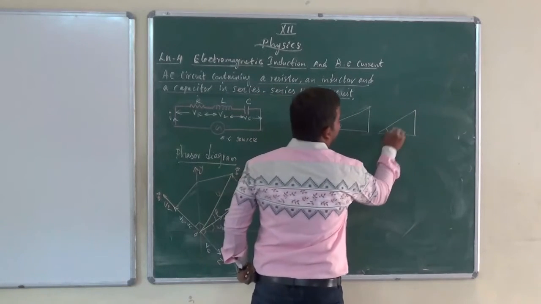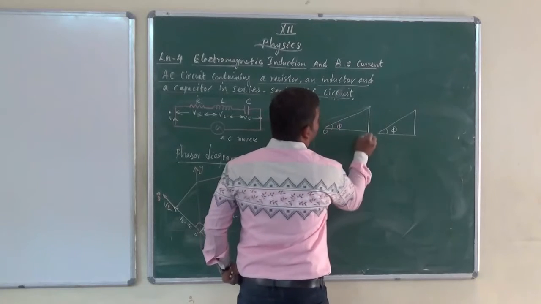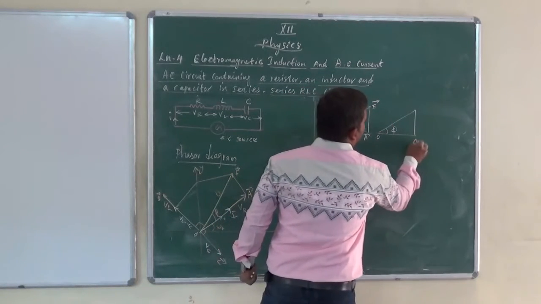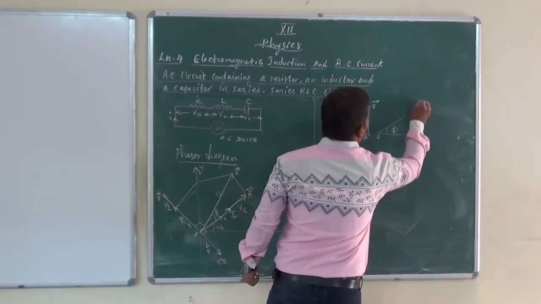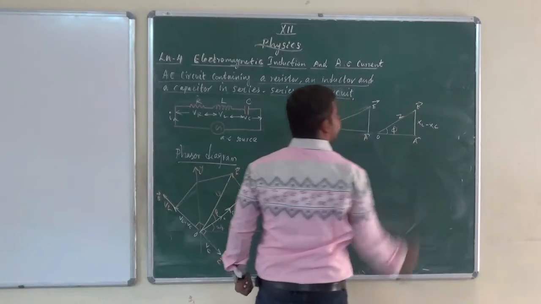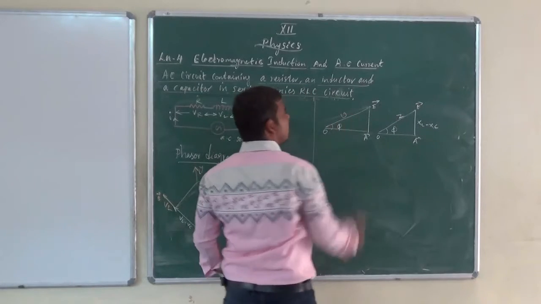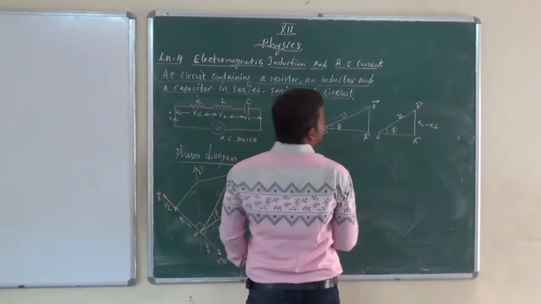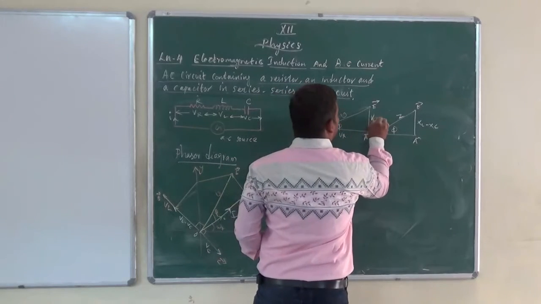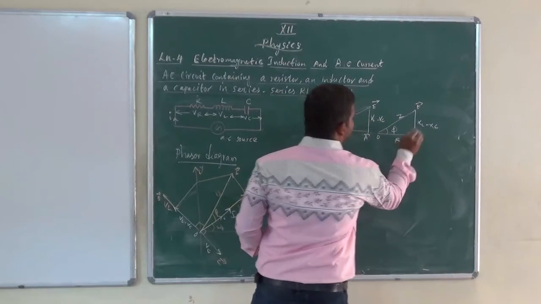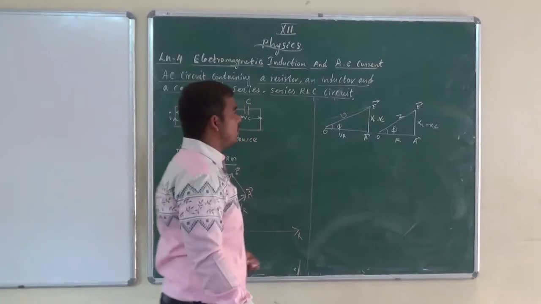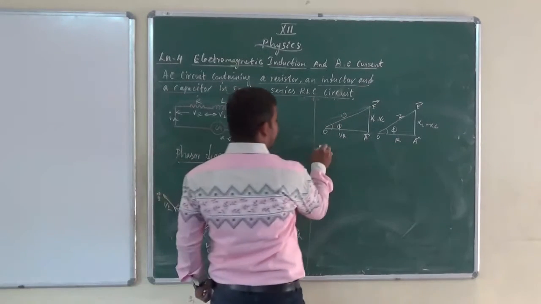Base angle phi, O, A vector, E vector, same for O, A vector, E vector. This is XL minus XC. This is Z, but here what is there? This is V. VR, VL minus VC, then what is it? R. Triangle diagram. And finally, phasor diagram.